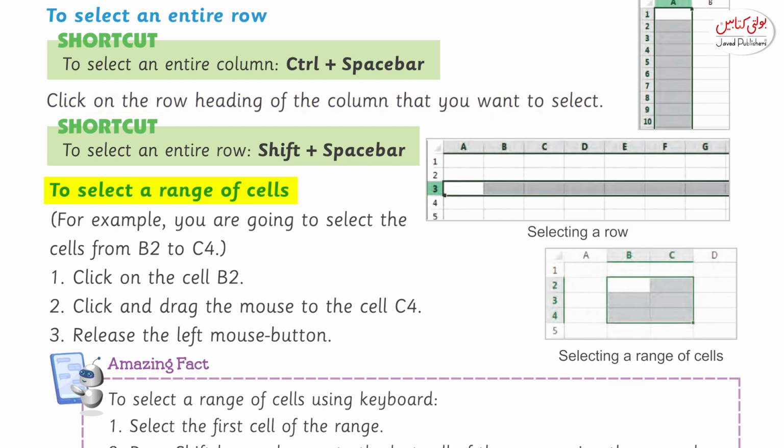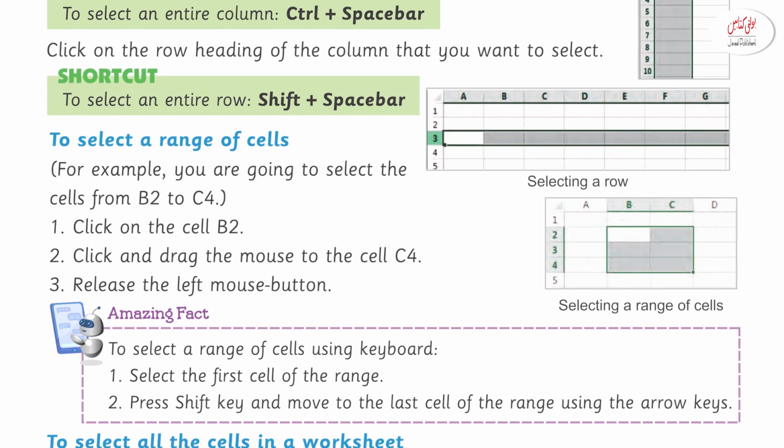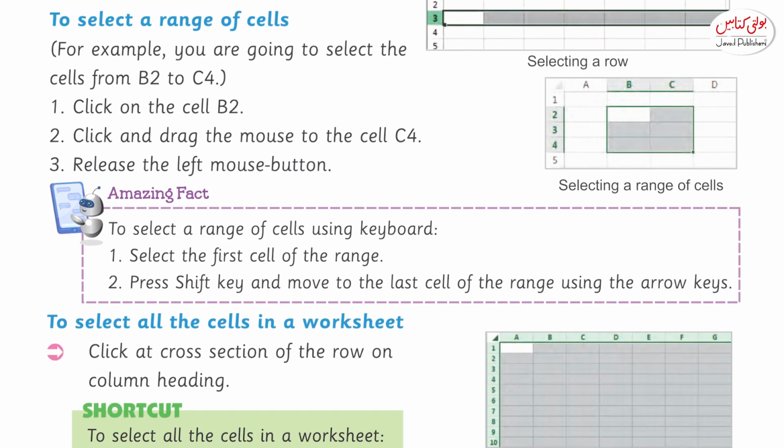Click on the row heading of the row that you want to select. To select a range of cells, for example, you are going to select the cells from B2 to C4. Click on the cell B2, click and drag the mouse to the cell C4. Release the left mouse button. इस तरह आप एक से ज़्यादा cells को select कर सकते हैं.